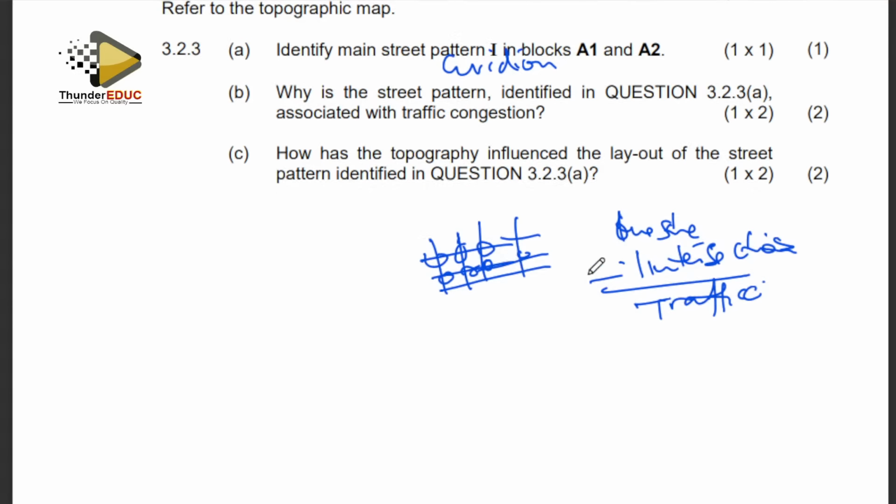All right. So that is why they have a lot of traffic congestion. Part C, how has the topography influenced the layout of the street pattern identified above? When the question is asking you about topography, it's basically saying how is the relief, the nature of the land, influence the way the streets are existing.